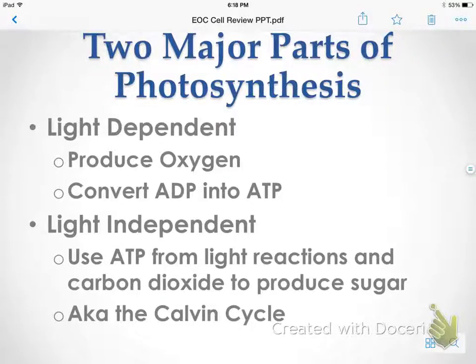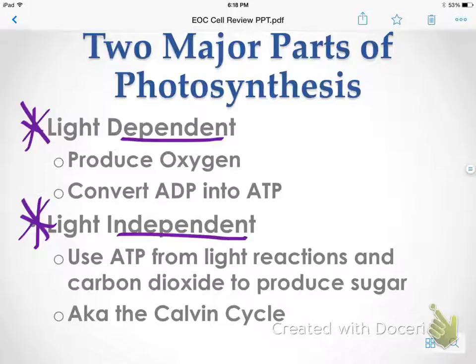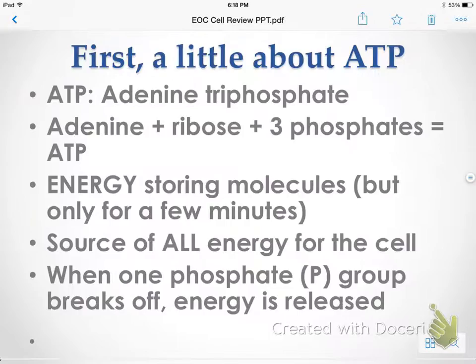So on to photosynthesis. There's two major parts of photosynthesis. There's light dependent and light independent. You know what these words mean. So dependent means it depends on light. This is where the sun is used. Independent means it uses ATP because it doesn't depend on the sun.